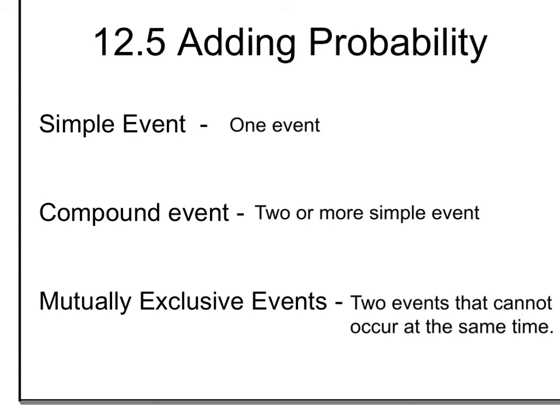We're going to start off with some terms. A simple event is just one event, the chance of just one thing happening, such as rolling a 5 on a 6-sided dice. A compound event is 2 or more simple events. An example could be rolling a 5 on a 6-sided dice and drawing an ace out of a deck of cards. And mutually exclusive events are 2 events that cannot occur at the same time.